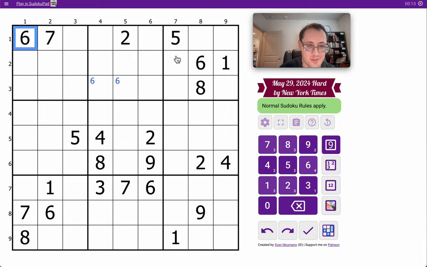So I've got a 6 in rows 1 and 2 in boxes 1 and 3 here. So I can place a 6 in row 3 of box 2 in those two highlighted cells. Now in the middle of three rows, there's some 4s, so I can do a 4 there.